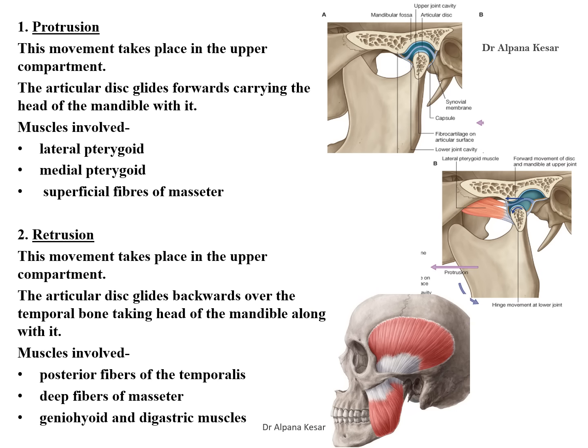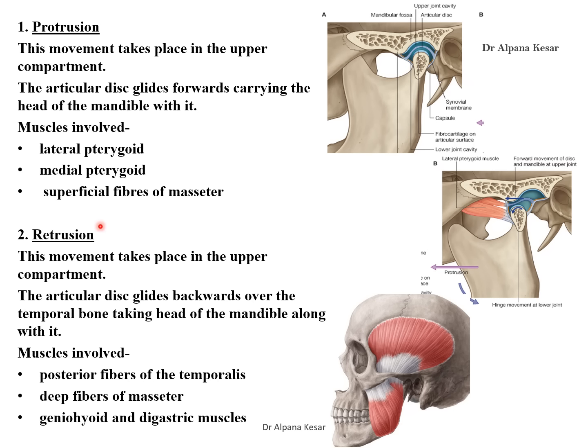Movements of temporomandibular joint. Protrusion. Protrusion is the movement that takes place in the upper compartment. The head of the mandible, along with the articular disc, glides forwards. This movement is brought about by three muscles, and they are lateral pterygoid, medial pterygoid, and superficial fibers of masseter.